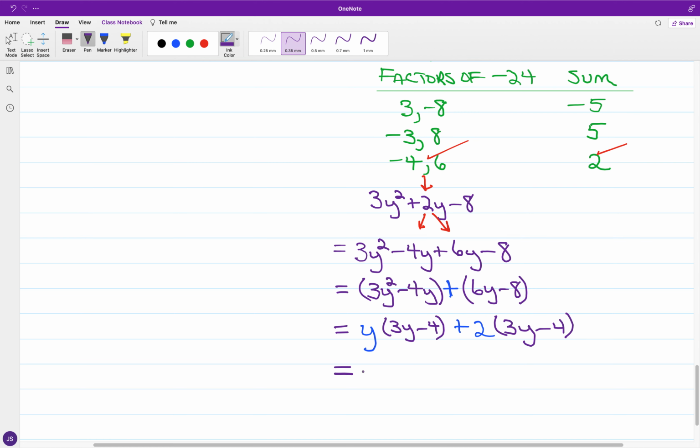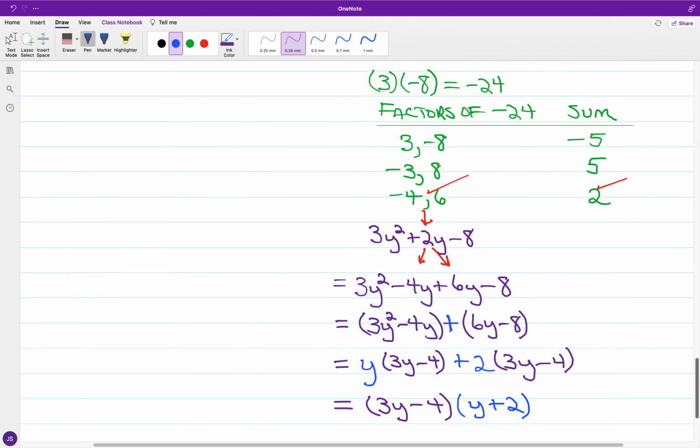What is shared in common between the groups is 3y minus 4, and with the formation of the binomial from the outside terms and the central operation, we have the quantity y plus 2. So those will be the factors.